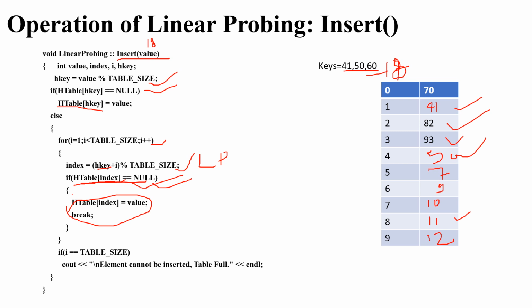So check whether the hash table at 9 is equal to null. No, the ninth index is also not free. Then what will you do? Increment the I value. I becomes 2. Then 8 plus 2 is 10. 10 modulus table size is 0. Then check whether the 0th index is free. Not free. Then similarly you check 1, 2, 3, 4 like that.